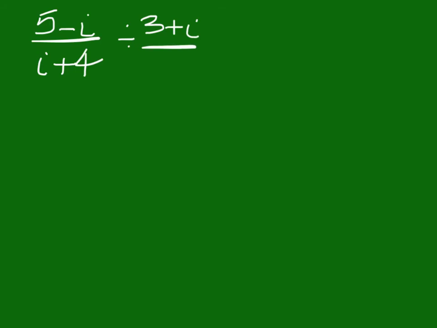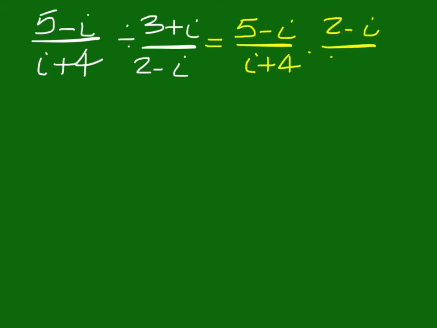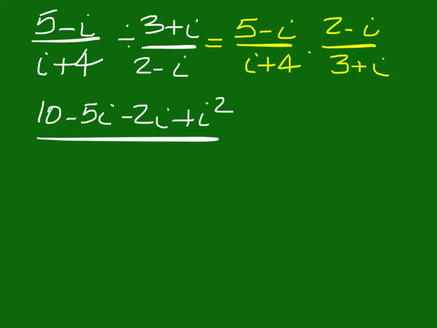This one is 5 minus i over i plus 4 divided by 3 plus i over 2 minus i. On this problem, we have to switch and make it 5 minus i over i plus 4 times 2 minus i over 3 plus i. Multiply straight across left to right to get 10 minus 5i minus 2i plus i squared, and on the bottom you'll get 3i plus i squared plus 12 plus 4i.